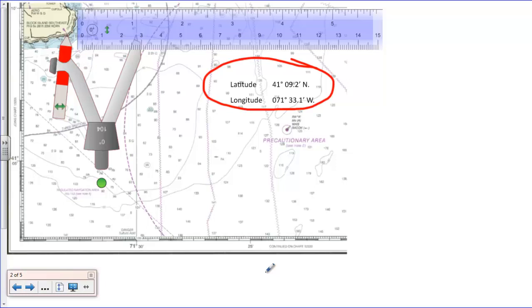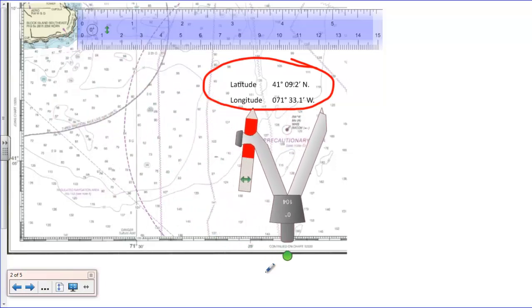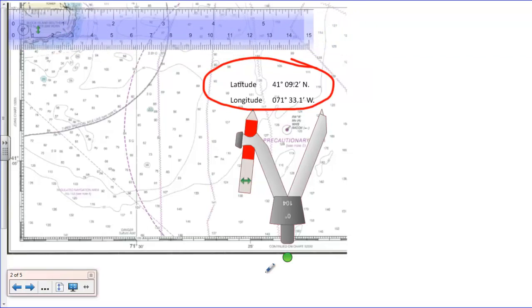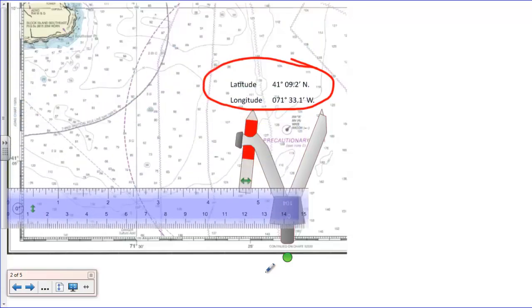Again, let's use latitude first, and let's use the rolling ruler to figure out what that latitude would be. So we take the rolling ruler, we align it up with a line of latitude. Now again, remember, it doesn't really matter which line of latitude. We could start out here, we could start out down here.